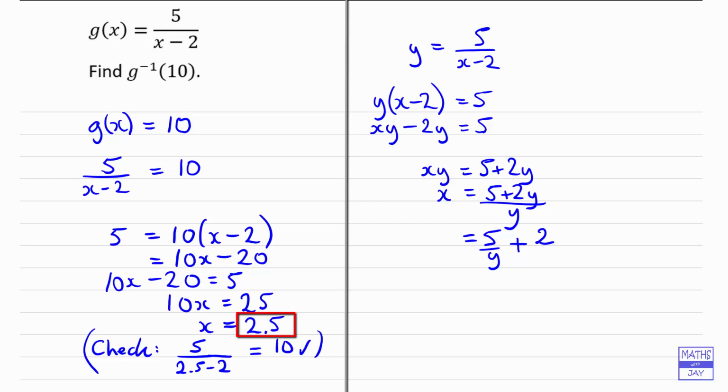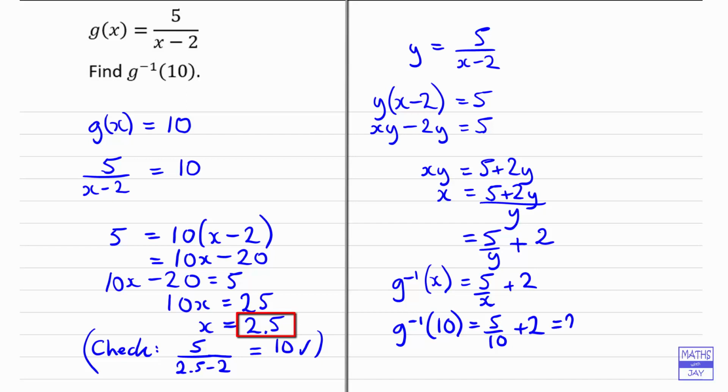So now we can write down our inverse function for the general case, and that's going to be 5 over x plus 2. So now, here's hoping we get the same answer that we got before. We're going to substitute in 10 for x, and that gives us 5 over 10 plus 2, which is 2.5.